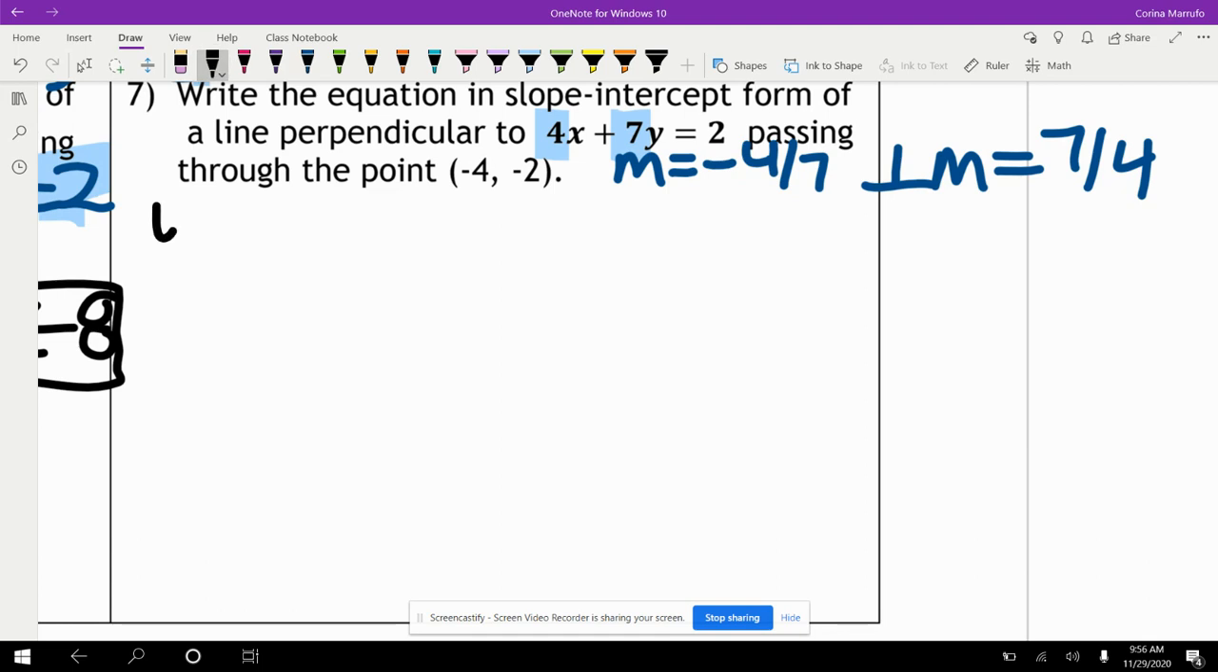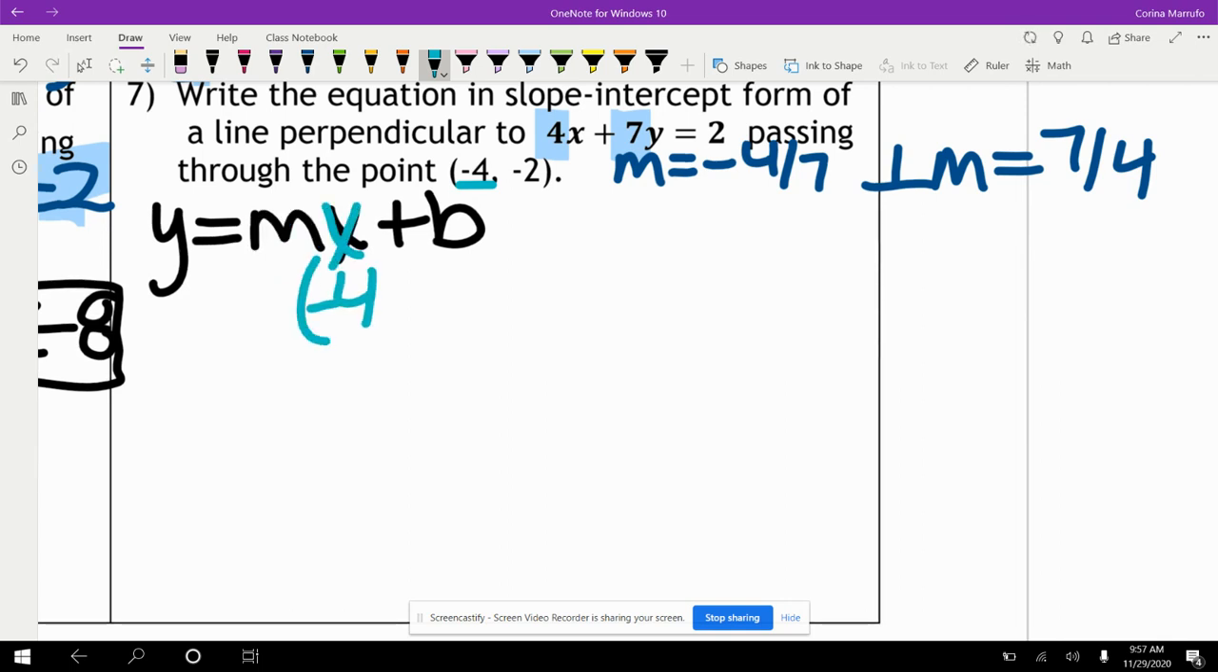Okay, so let's go ahead and figure out what the equation of the line is using slope-intercept form. So y equals mx plus b. Our x is negative 4, so instead of x, we're going to put negative 4. And then our y value here is negative 2. So instead of y, I'm going to put a negative 2 equals. Our perpendicular slope here, remember we said, was 7 over 4. So instead of m, we're going to put 7 over 4.